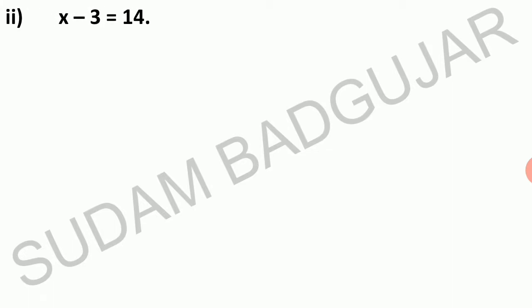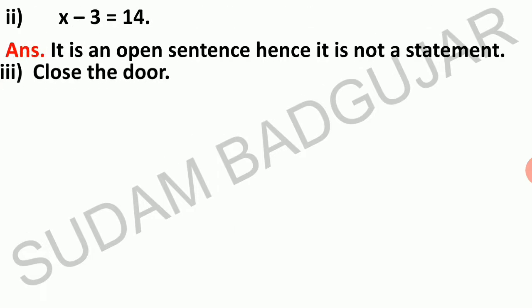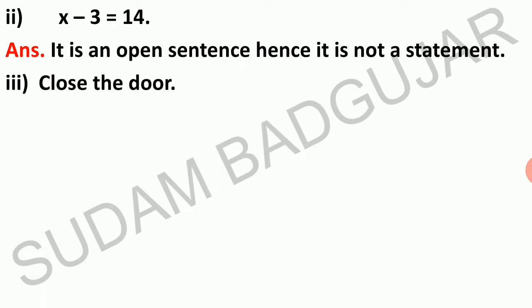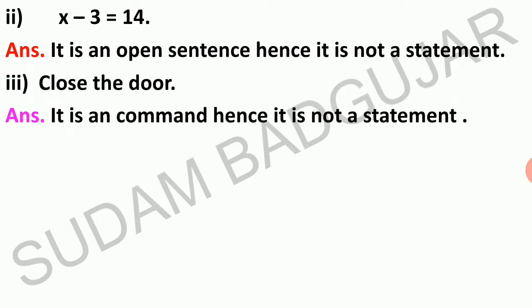x minus 3 is equal to 14. See, this is also a linear equation. This is also an equation, but x is a variable. So it is an open sentence. Hence, it is not a statement. Close the door. This is also not a statement. It is a command. Hence, it is not a statement.